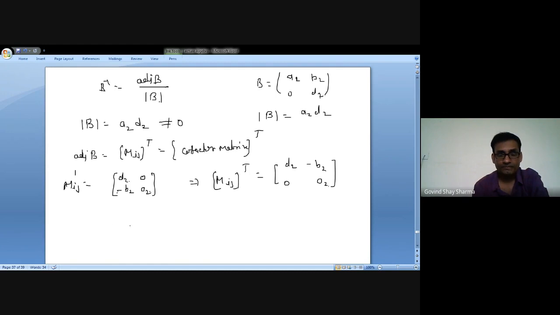So B inverse is equal to adjoint B upon the determinant of B. This becomes 1 upon a2 d2 times the matrix d2 minus b2 0 a2.